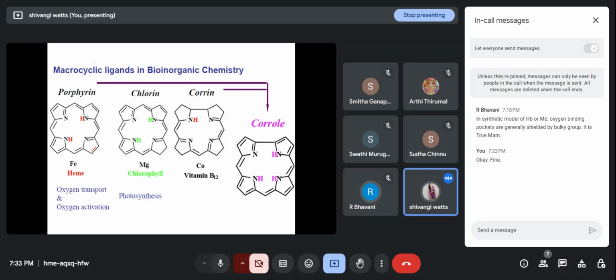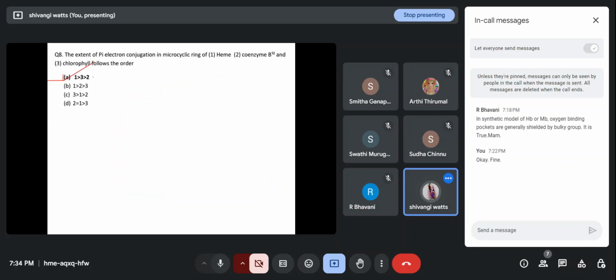This I explained in the last class also. Heme is having a porphyrin ring, which is having the maximum conjugation, then in chlorin the conjugation has broken, and from chlorin to corrin there is also no conjugation and the conjugation has broken. So first is heme, then vitamin B12, and then chlorophyll. So option A is the right option. 1 is greater than 3 is greater than 2.